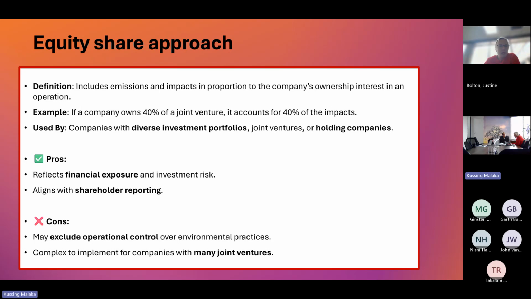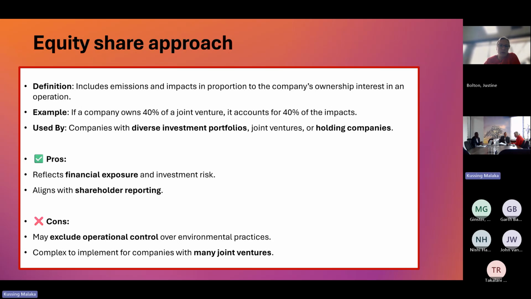So it depends on the nature of your business, and if equity share is something that your business is involved with, and then you'd have to consider, is this appropriate for me? Is it material to the business and my operations, and do I actually have a say over that approach? In my understanding, this approach is not that common.